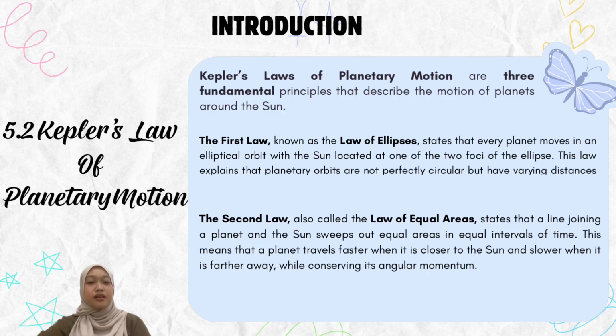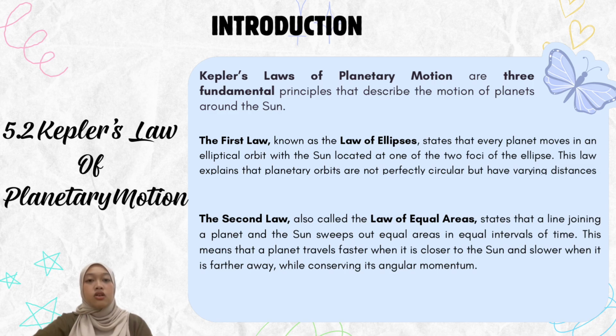Now, I will explain about Kepler's law of planetary motions. So, there are three fundamental principles that describe the motions of planets around the Sun. The first law, known as the law of ellipse, stated that every planet moves in an elliptical orbit with the Sun located at one of the two foci of the ellipse. This law explains that planetary orbits are not perfectly circular, but have varying distance from the Sun throughout their motions.